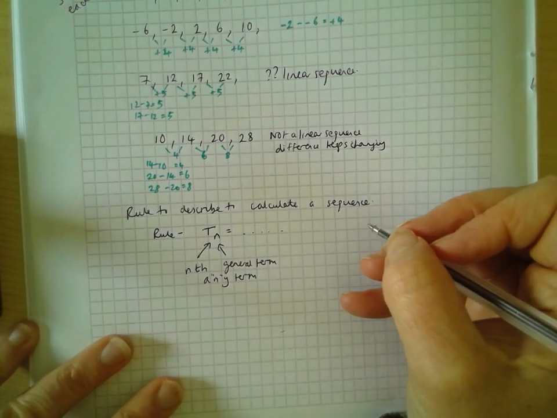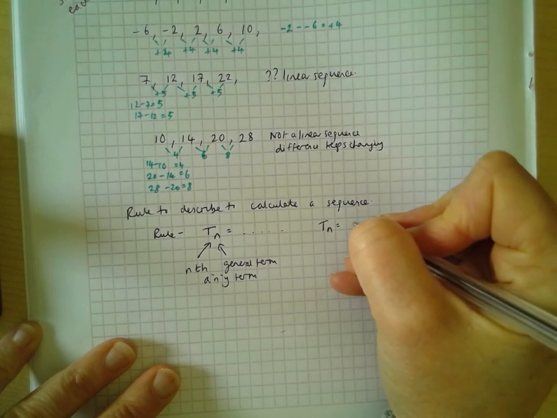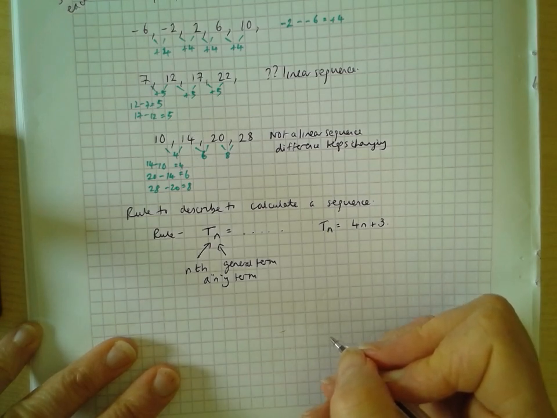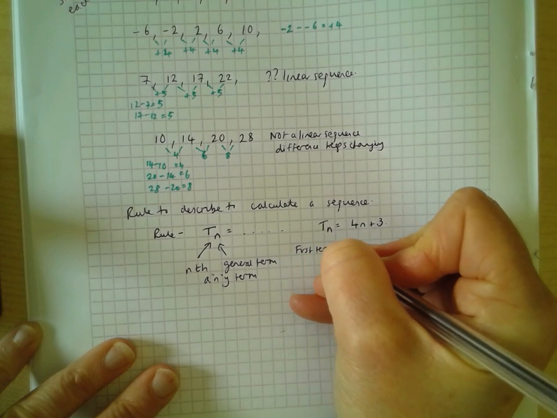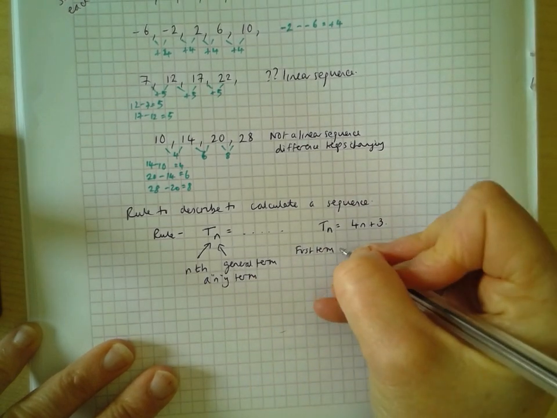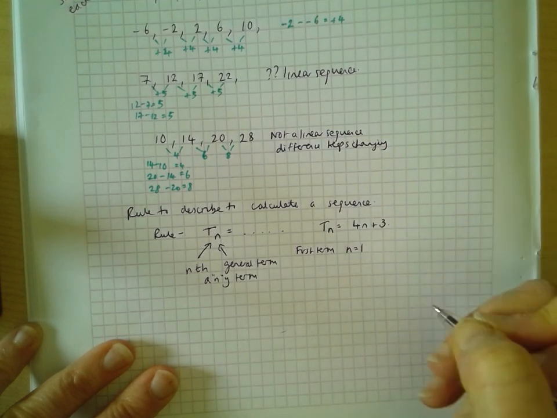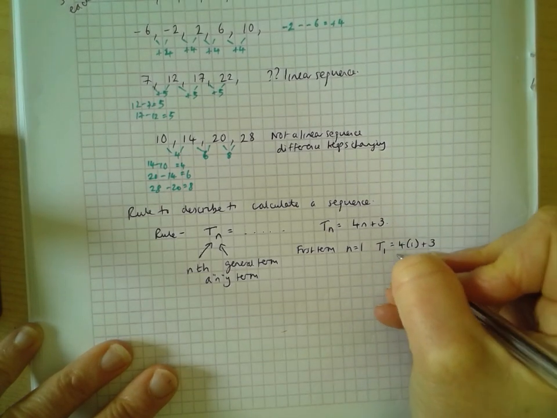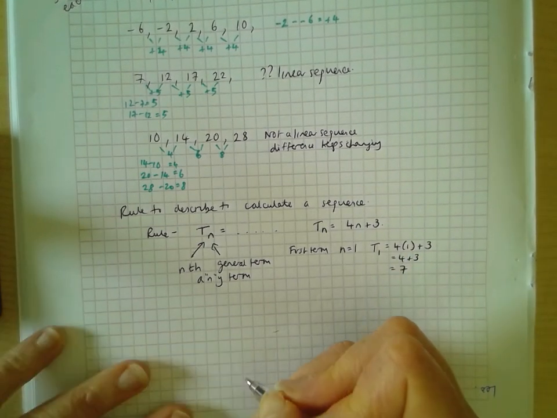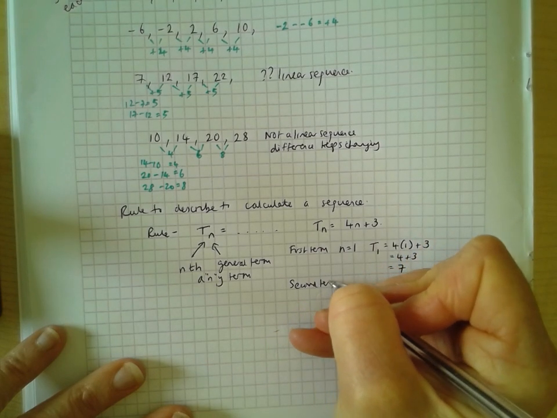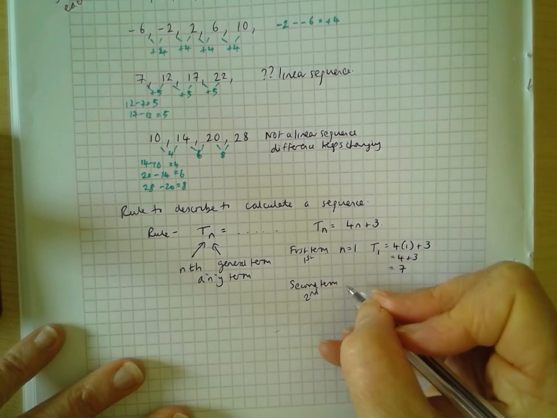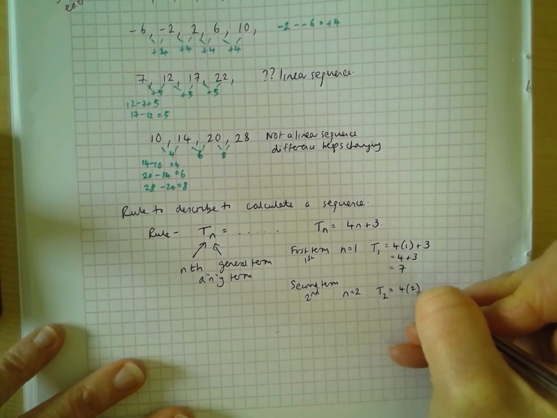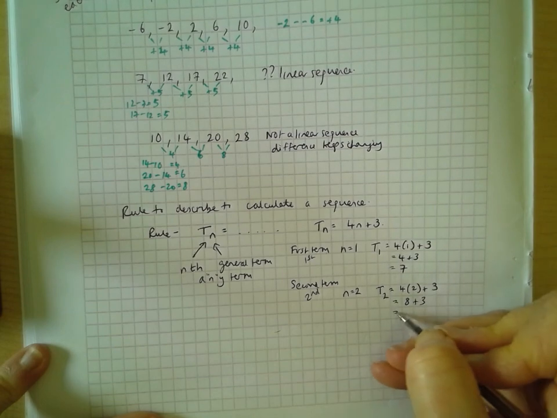So some examples of what a rule might look like, it might be that Tn is equal to 4n plus 3. What does that mean? It means that I can find the first term, the nth term. The first term is the term where n equals 1. So T1 is equal to 4 by 1 plus 3, which is 4 plus 3, which is 7. The second term, n equals 2. So T2 is equal to 4 by 2 plus 3, which is 8 plus 3, which is 11.